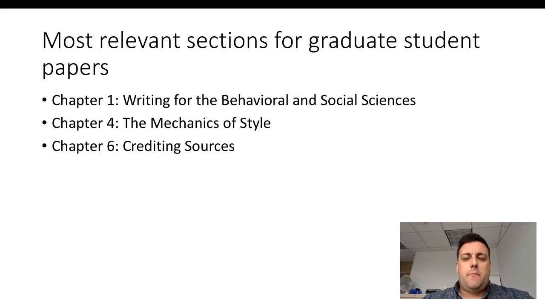So in my mind, there are 3 chapters that are most relevant for graduate student papers, and they are chapters 1, 4, and 6. Chapter 6 might be the most important, but Chapter 1 covers writing in the behavioral and social sciences. Chapter 4 covers the mechanics of style, so that's things like capitalization, punctuation, how to refer to numbers, that kind of thing. And then Chapter 6 is all about citations, and Chapter 7 lists actual examples of the different kinds of citations we would use.